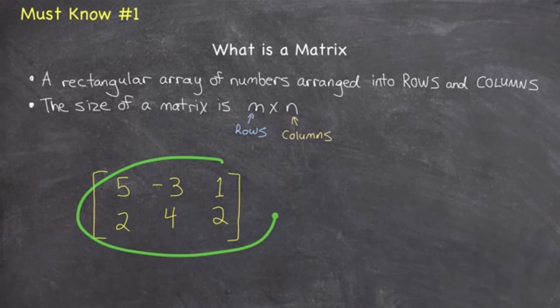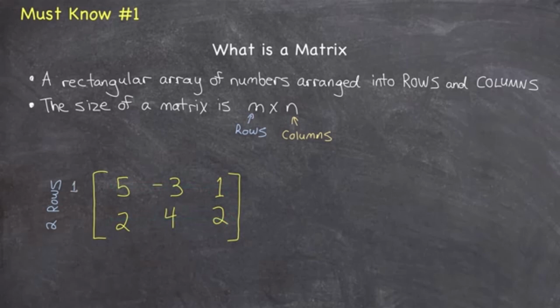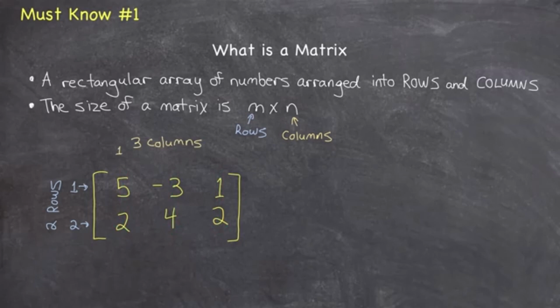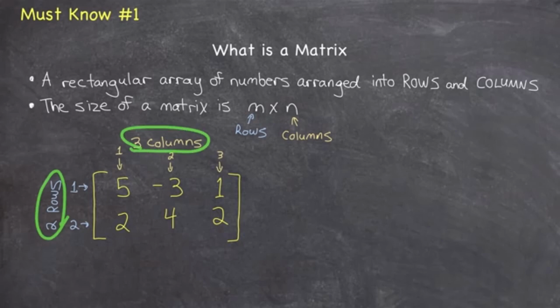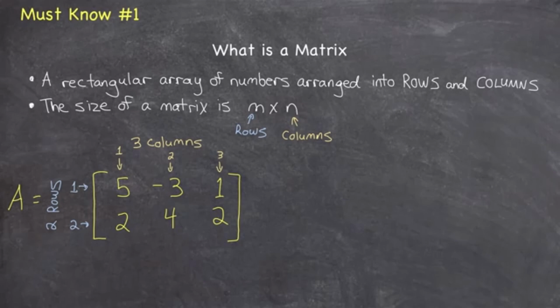If I wanted the size of this sample matrix, I notice that it has 2 rows, and I'll number those rows, row 1 and row 2, and it also has 3 columns. And I'll number those columns 1 through 3. Because this matrix has 2 rows and 3 columns, we could say that this is a 2 by 3 matrix. And let's give this matrix a name. Let's say this is matrix A. So I could say matrix A is a 2 by 3 matrix.